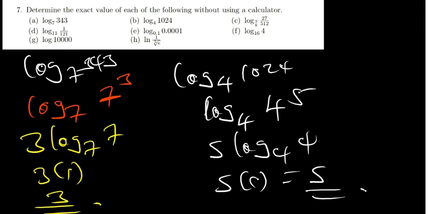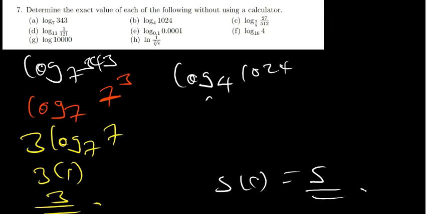Now, there's another method which we can use apart from this one. I'm going to show you. Let's use another method. If you want, you can equate this one equal to x. Say this is equal to x.